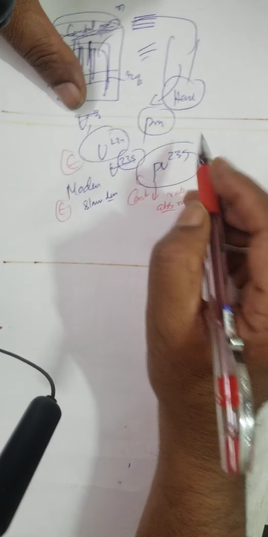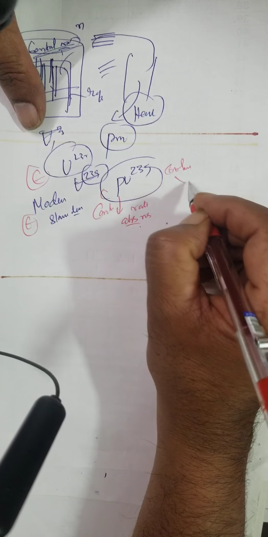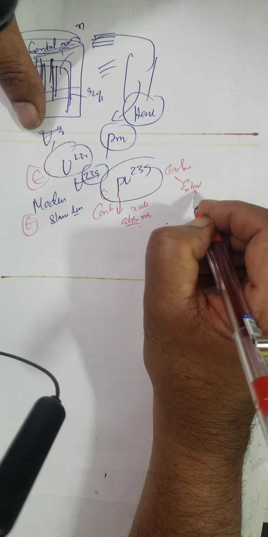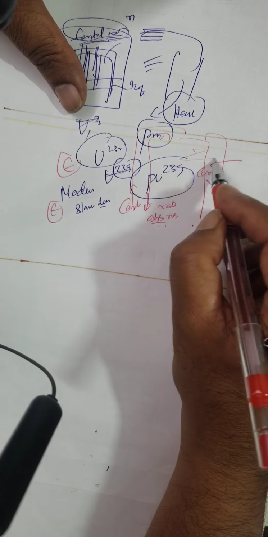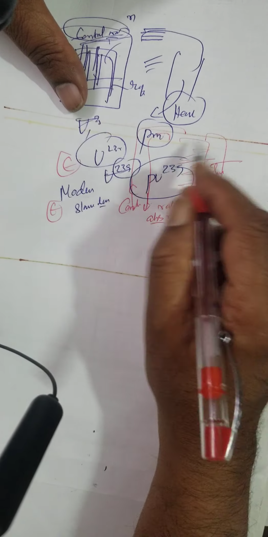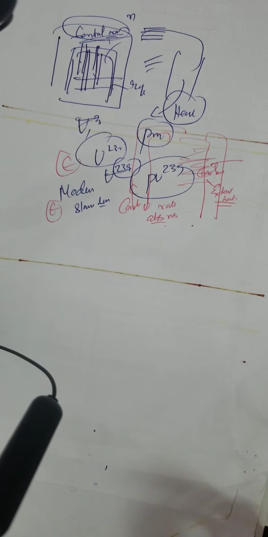What is a coolant? Coolant extracts heat from the nuclear reactor. What is the protective shield? It is made of lead, and it protects against gamma radiations and all. This is therefore to control the reactor and the reactions.